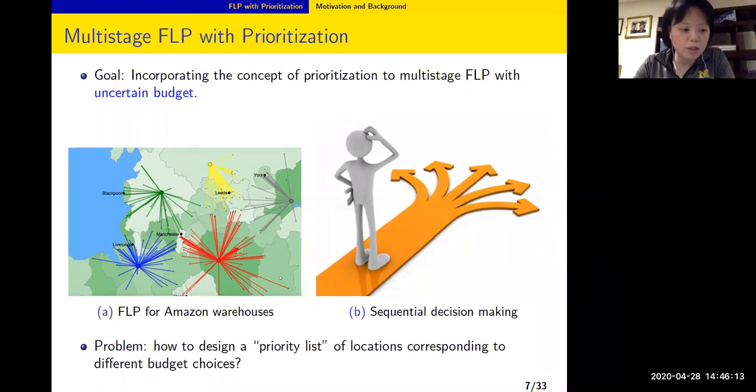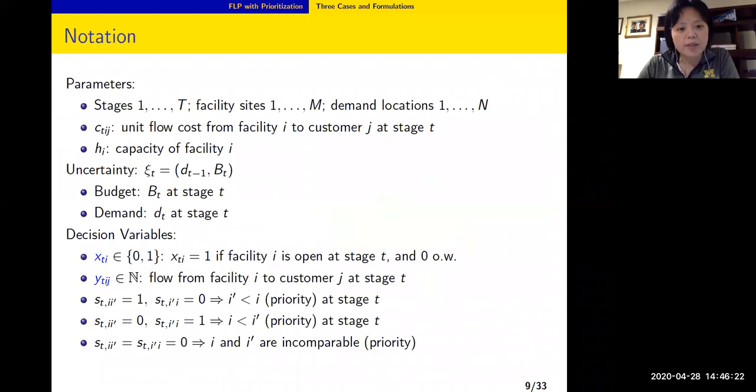And then there are many ways to do that, in fact, in the multi-stage setting, and you will see that we have several different models for that. So here are the 3 cases we have considered for this sort of FLP with prioritization. So the setting of the FLP is the following. As you can see, I'm not going to explain the details of every single parameter because I think they're very self-explanatory once you see the model.